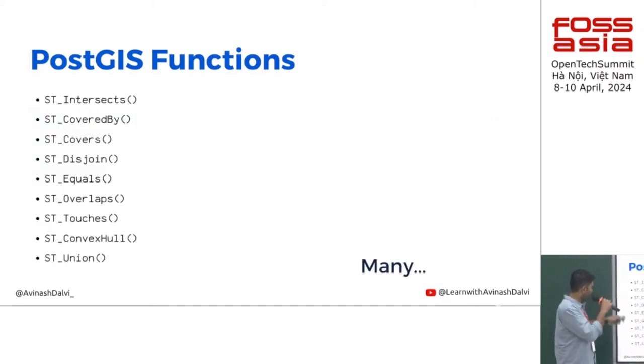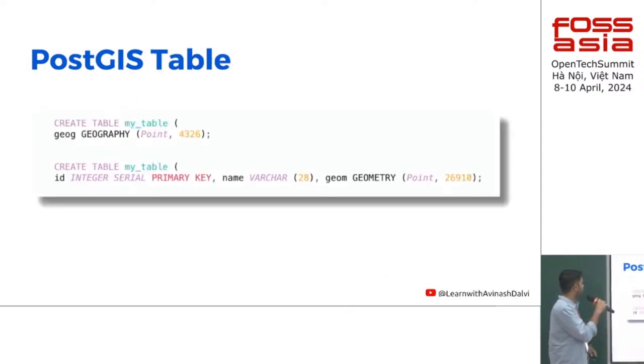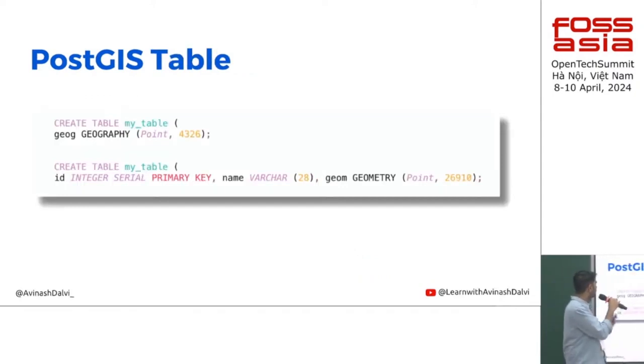There are some more functions available, as I mentioned: intersect, covered by, covers, disjoint, equals, overlaps, touches, unions, and there are many like that. This is how exactly the Postgres tables will be created, with create table, simple like MySQL or other databases. The only thing is we have to define geography as the type, and which kind of object you're going to store, whether points, lines, or polygons.